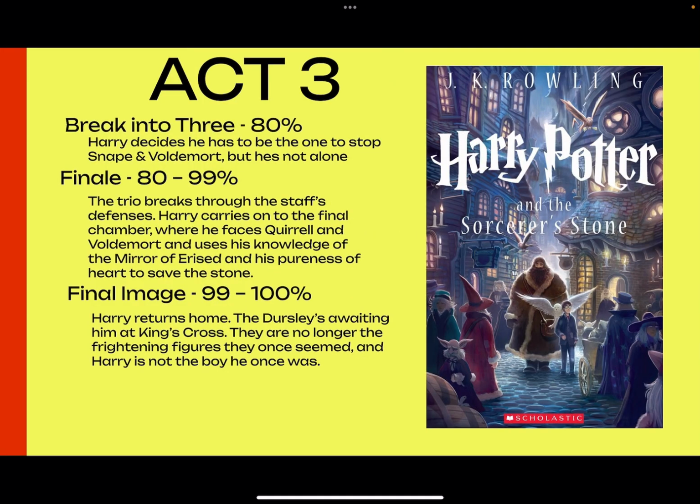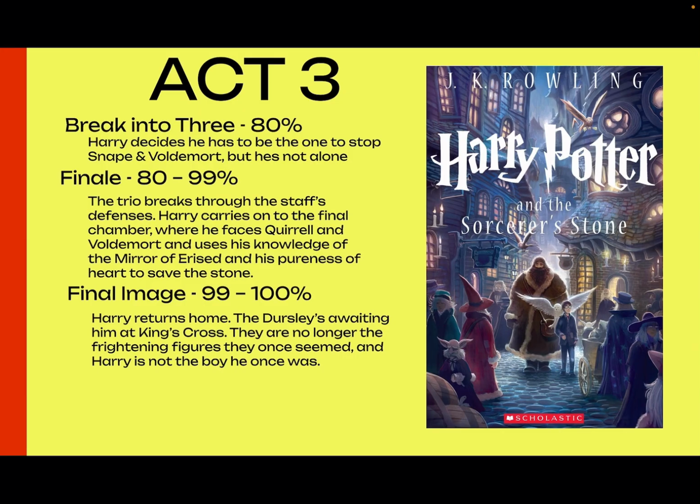Feeling that all hope is lost, Harry now must make a decision, and this is where we enter Act 3, breaking into 3, often occurring at the 80% mark of the novel. In Harry Potter, Harry decides he has to be the one to step up and stop Snape and Voldemort. But he's not alone. This is the culmination of the B plot, in which Harry, Hermione, and Ron have grown to the point where their friendship now rivals the strength of evil. They begin to believe in each other.